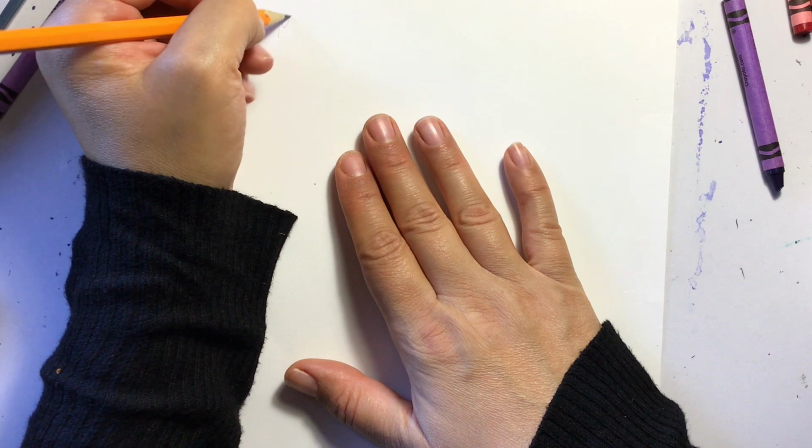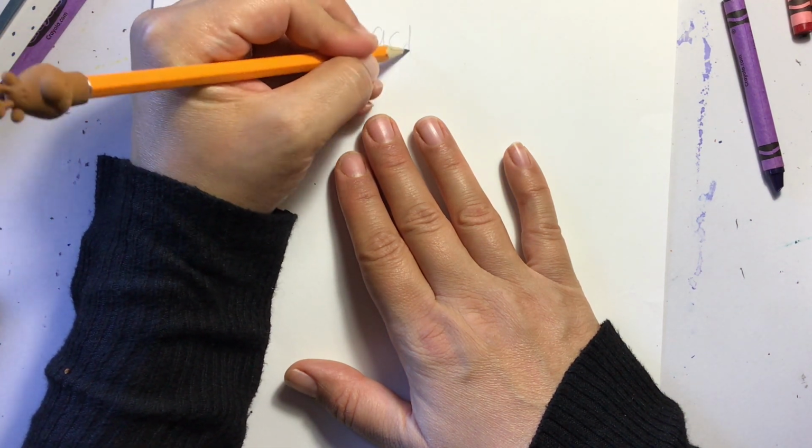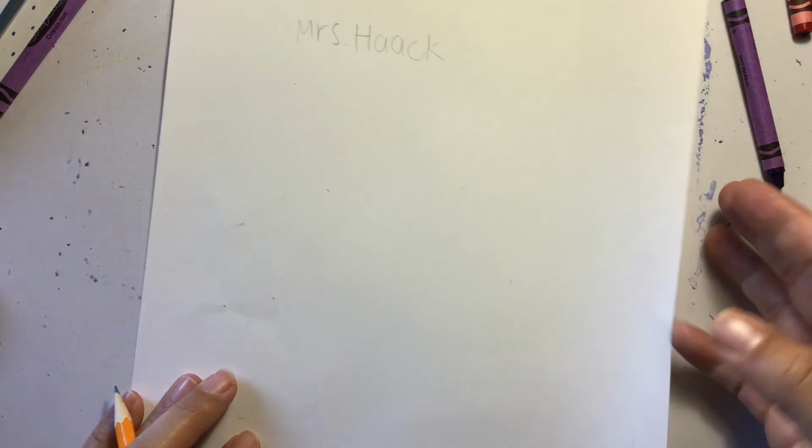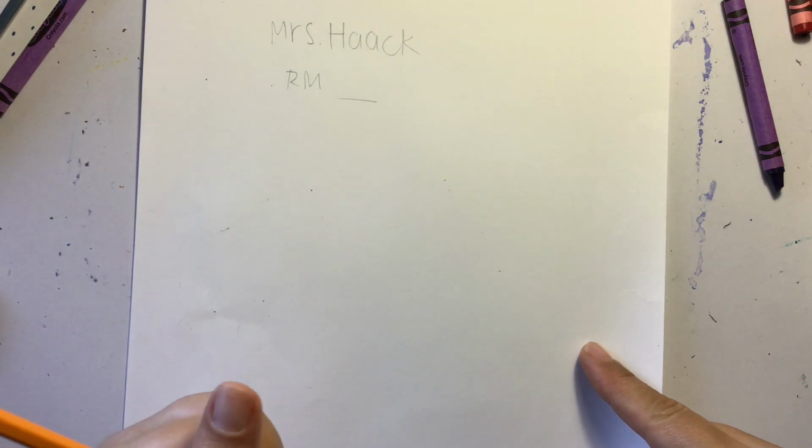All right, today we are going to make an ally portrait. So please get a white paper out. And the first thing you do is always the same. It's pick up a pencil and you write your name and room number.